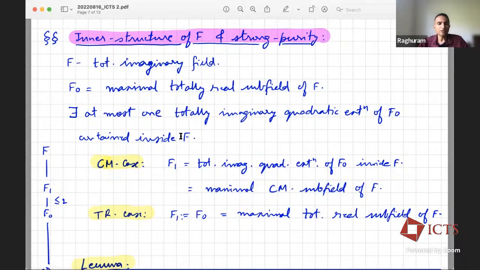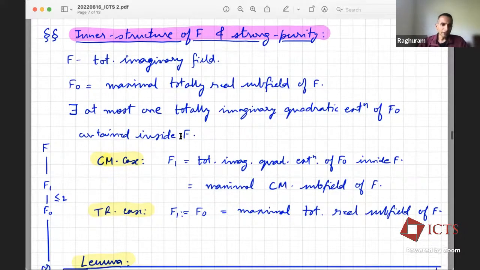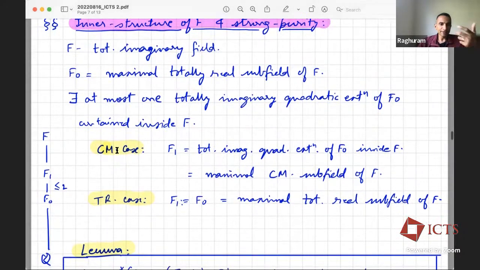Okay, it's an easy exercise. So this then gives you two cases. One case is where there is, in fact, such a unique totally imaginary quadratic extension of this maximal totally real subfield. In other words, this field F contains a CM field, in which case I call F1 this maximal CM subfield of F. It's a totally imaginary quadratic extension of this maximal totally real F naught. I'm going to call that the CM case.